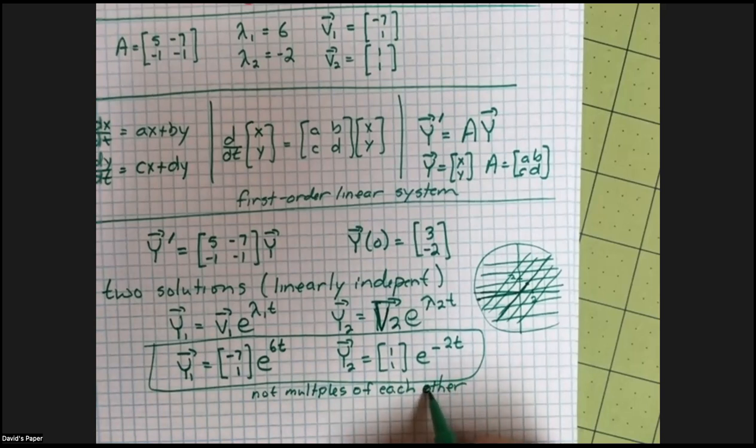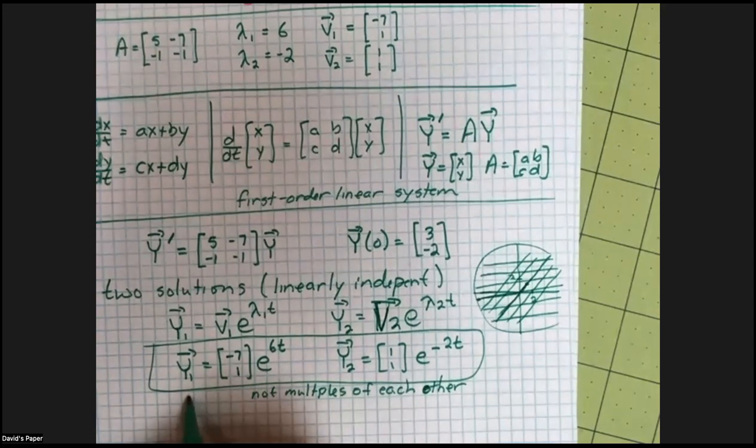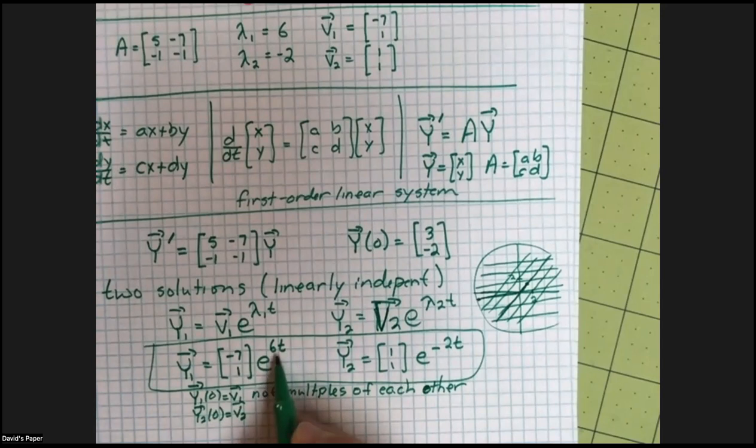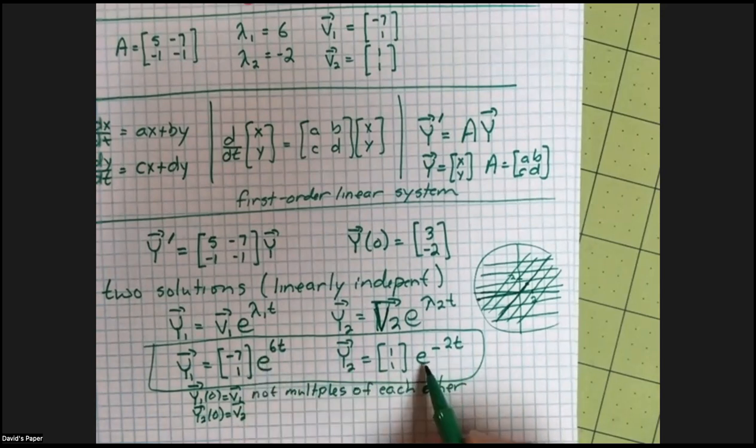in 3 dimensions, it's a little more complicated. But in this problem, y1 of 0 and y2 of 0 are the v1 and the v2, because when you put in 0 for t, e to the 6 times 0 is just 1. When you put in 0 for t over here, e to the minus 2 times 0 is just 1. So y1 of 0 is the eigenvector v1, y2 of 0 is the eigenvector v2.